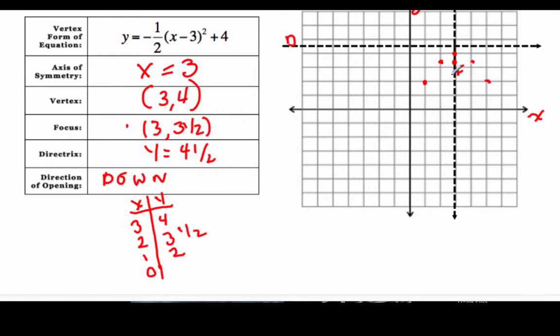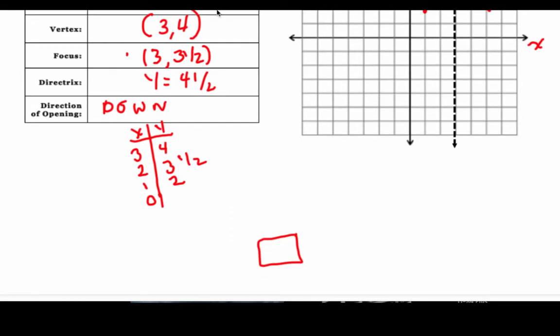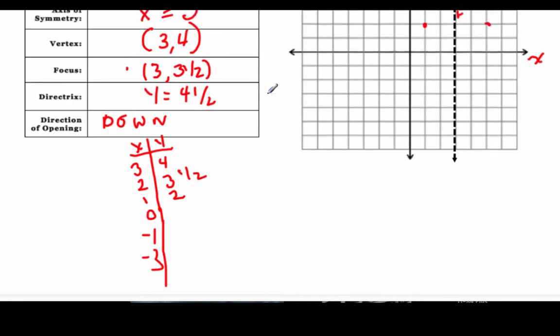Okay, now I can't just stop there because this thing does go on forever, so I got to make sure I get a couple more points. So let's scroll down a little further. I'm not sure why that box is there, so we'll get rid of it. Alright, so now let's just extend this. So now negative 1 would be a good one. Negative 3 would be another good one.